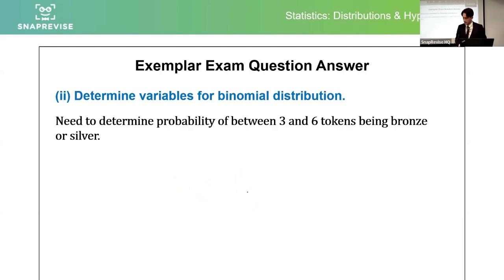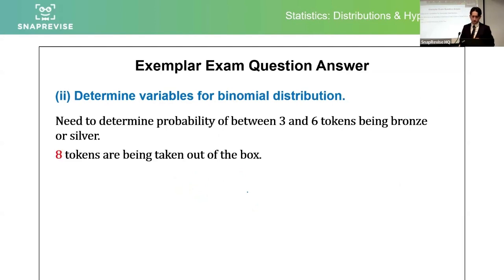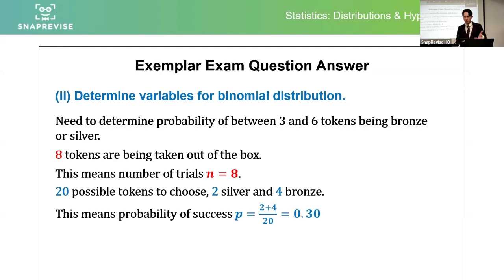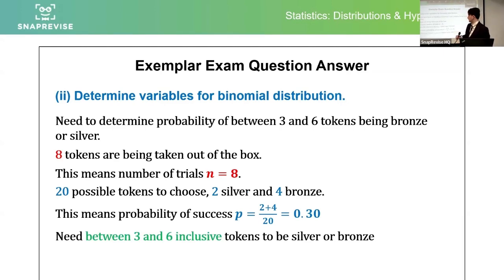So for part 2 of the question, we want to determine the variables for the binomial distribution. So we need to determine the probability of between 3 and 6 tokens being bronze or silver. So there's 8 tokens, so n is still 8. 20 possible tokens, 2 are silver, 4 are bronze. So actually there's 6 20ths of a chance that we get a bronze or a silver, which is 0.3. 30% of the time on any given go, that will happen. So that's our binomial. It will be n as 8, p as 0.3. And we want between 3 and 6, inclusive.